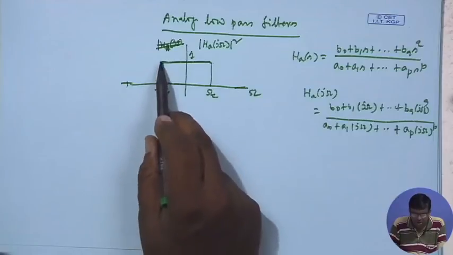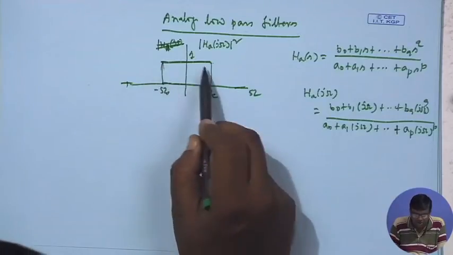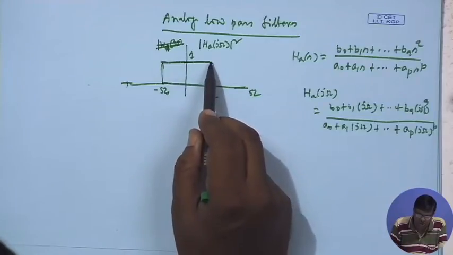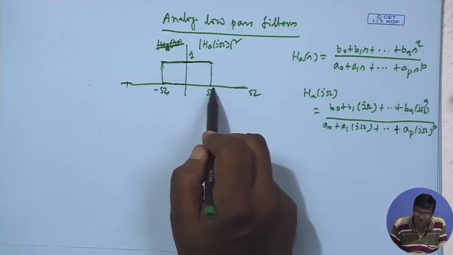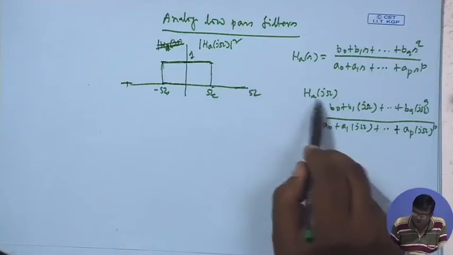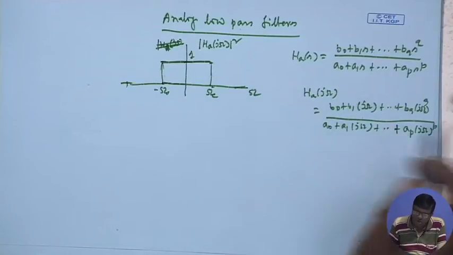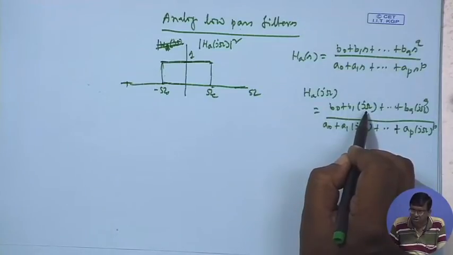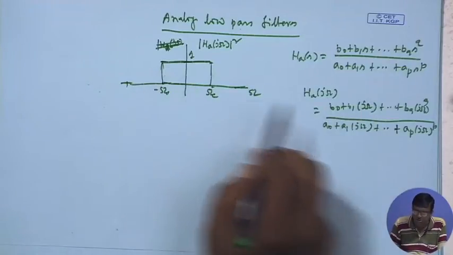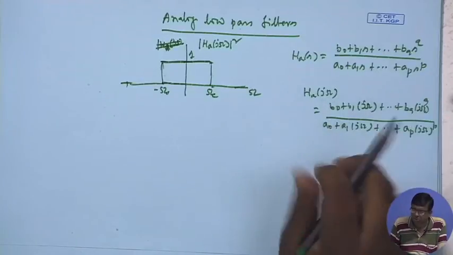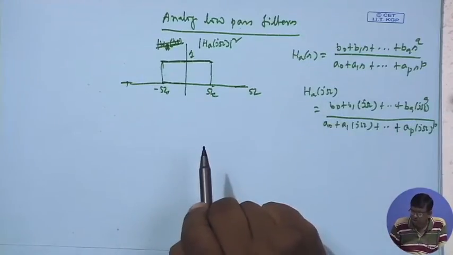This H(j omega) should be such that its mod square is like this. But you see, this is a very ideal function, it is completely discontinuous here. Up to this it is flat and then suddenly it falls immediately to 0. But this is H(j omega); you can see easily, if you take the mod of this, it will be a continuous function of omega.